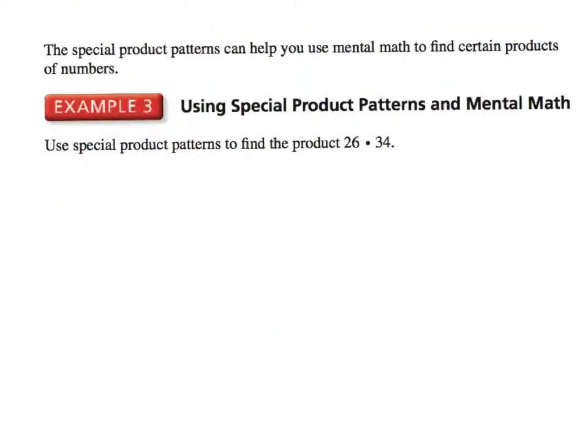Now this is something that I've never seen before. This is new to me. You can actually use those special product patterns to use mental math to find certain products of numbers. So let's just say you're going to multiply 26 times 34. Watch how this works. This is very interesting to me. I've never seen this. I could take 26 times 34. Well, you probably can't do that in your head, and that's okay.